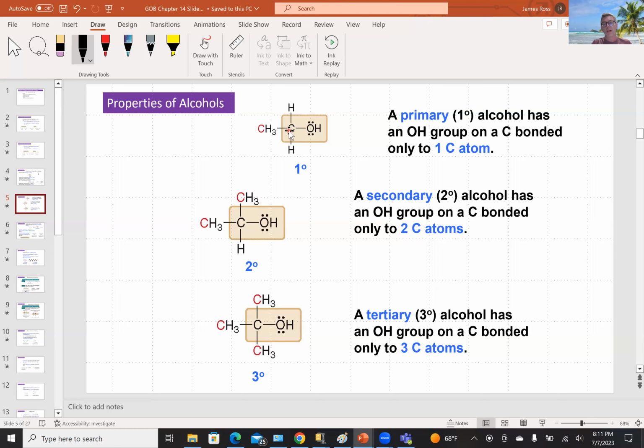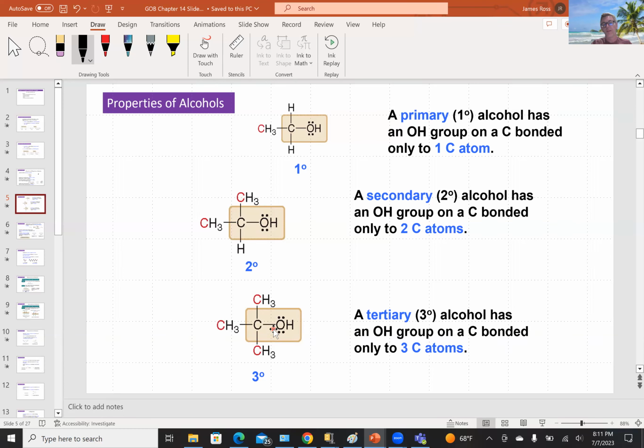So a primary alcohol, you look at the carbon that contains the OH bond, which is highlighted in this tan color here. A primary alcohol's carbon is bonded to only one other carbon. So this carbon indicated in red is only one of them. That makes this carbon a primary alcohol. This carbon is bonded to two other carbons, here highlighted in red again. So this means that this carbon, the alcoholic carbon, is a secondary alcohol. Finally, you can have three carbons, making this a tertiary alcohol.